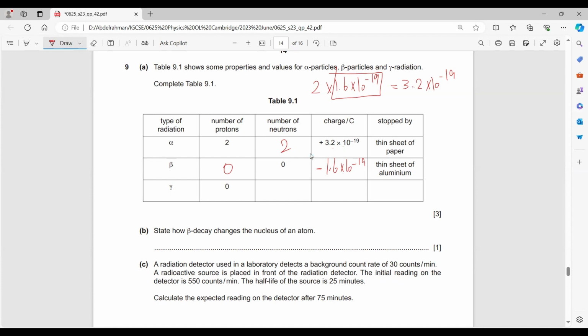Gamma, 0 protons. What is the number of neutrons? 0. The charge? No charge, 0. What about what stops it? Thick concrete wall? Wait, if I write lead, would it be right? It would be right.